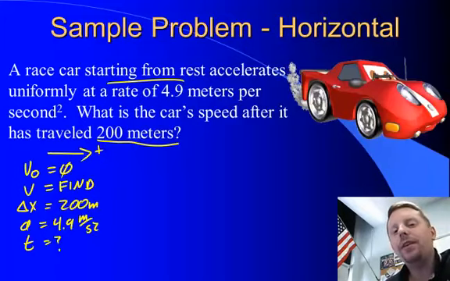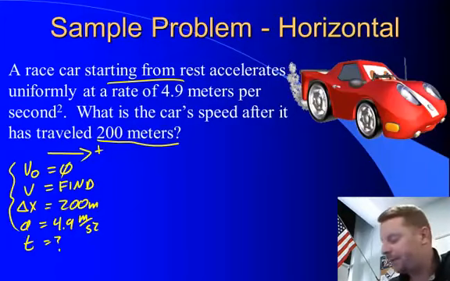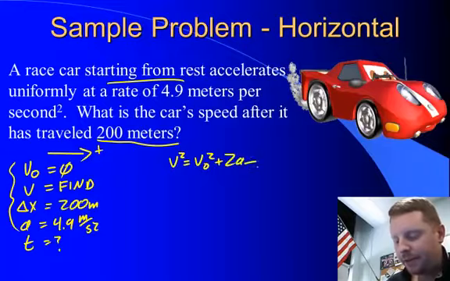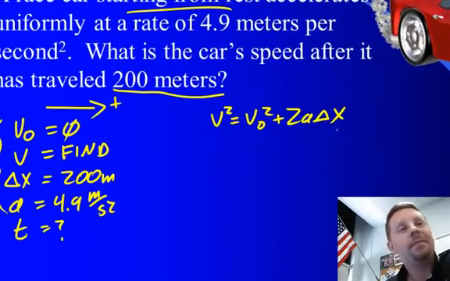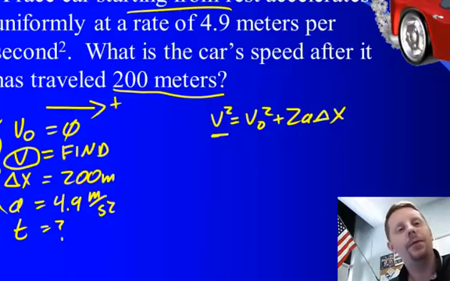Now, of those 3 equations, we need to choose one that has as many of those as possible in there. And right away, an equation that pops to mind is going to be v squared equals v0 squared plus 2a delta x. Now that we have our formula down, we'll solve for the variable we want, get that by itself, v, and that's already on the side by itself, so we're good there.